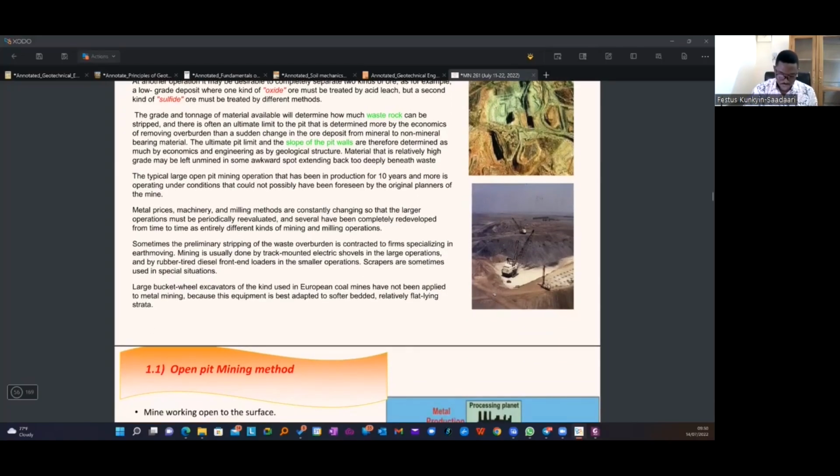So the grade and tonnage of material available determine how much waste rock can be stripped. And there is often an ultimate limit to the pit that is determined more by the economics of removing overburden than a sudden change in the ore deposit from mineral to non-mineral bearing material. The ultimate pit limit and the slope of the pit walls are therefore determined as much by economics as by engineering. So what we are also talking about is the pit limit.